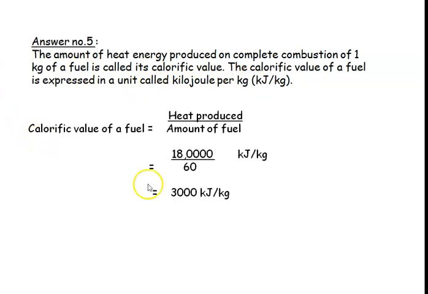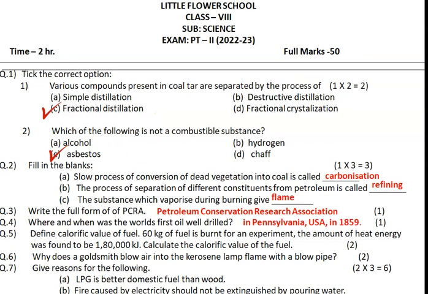Then about the sum. Calorific value of fuel is heat produced by the amount of fuel. So here the heat produced was 1,80,000 kilojoule, and the amount of fuel is 60 kg. So here the right answer will be 3,000 kilojoule per kg, which will be the calorific value of fuel.